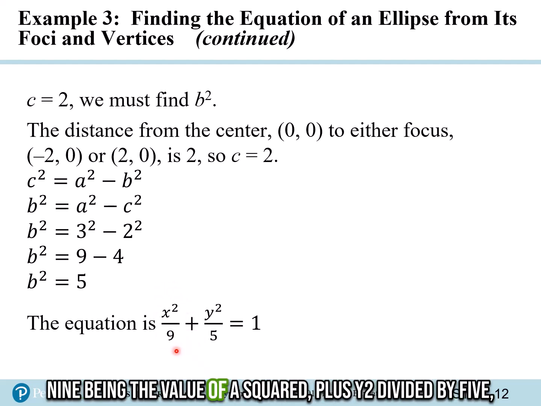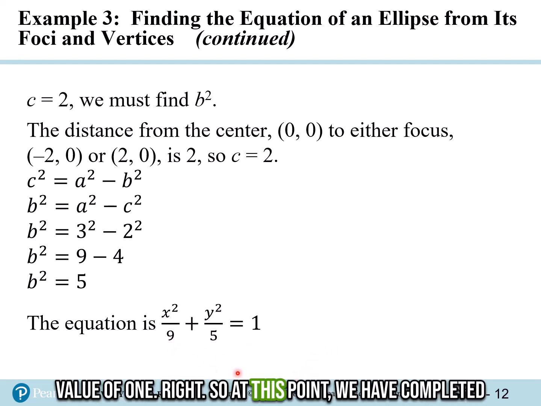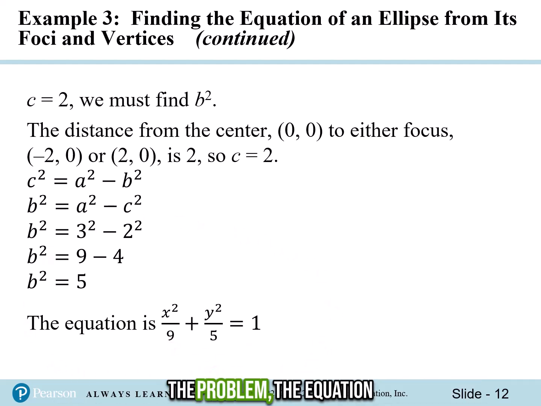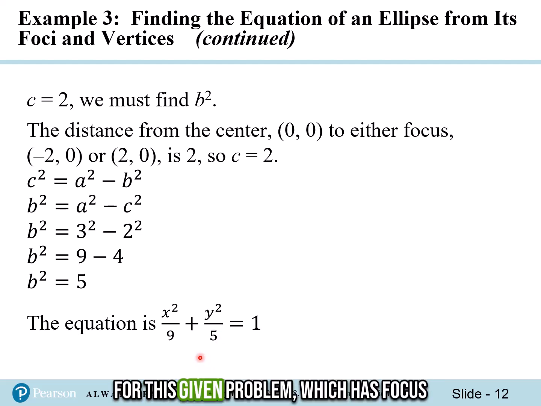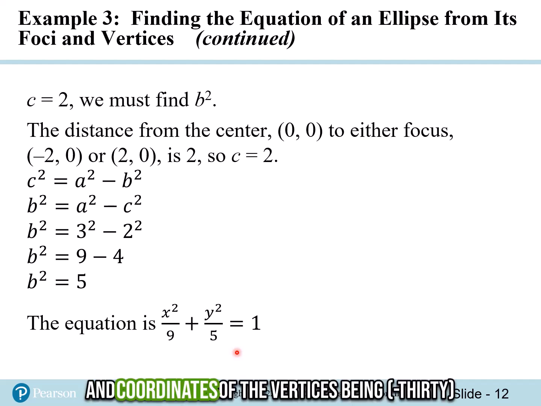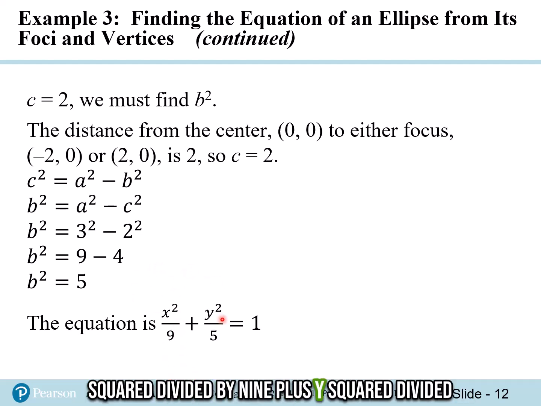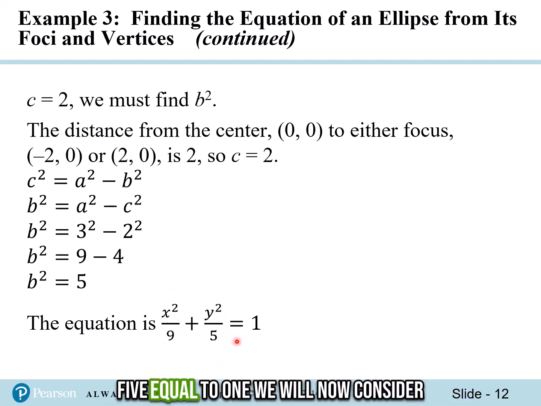9 being the value of a squared, plus y squared divided by 5, which is the value of b squared. The other side is a constant value of 1. Right? So at this point, we have completed the problem. The equation for this given problem, which has focus points at -2, 0 and +2, 0, and coordinates of the vertices being -3, 0 and +3, 0, we'll have an equation x squared divided by 9 plus y squared divided by 5 equal to 1.